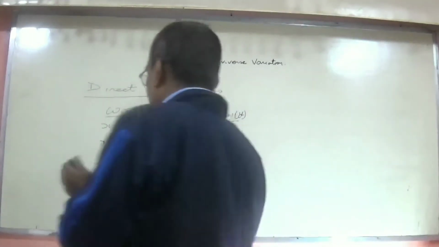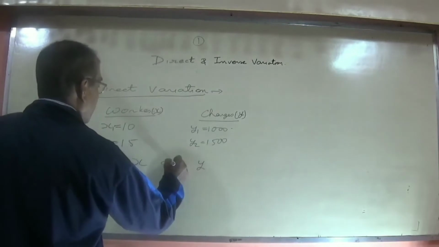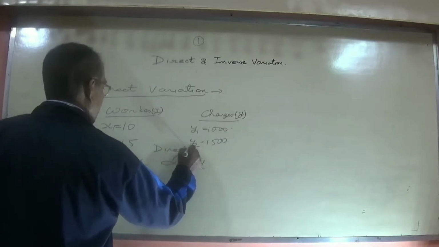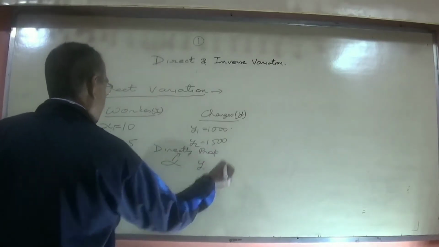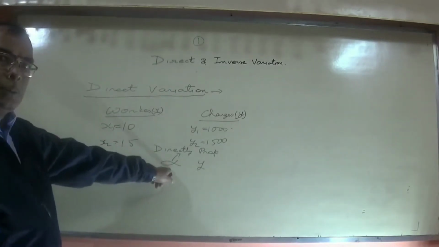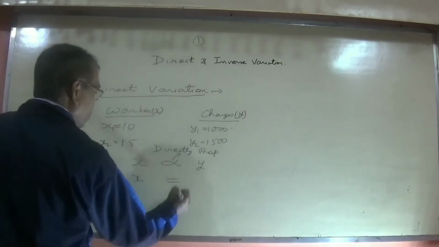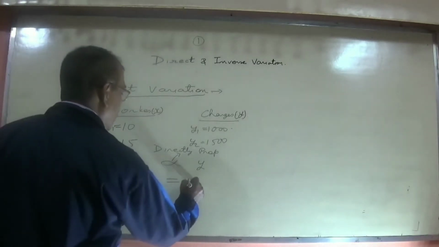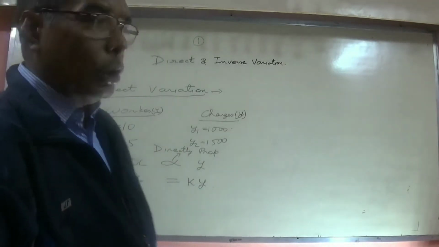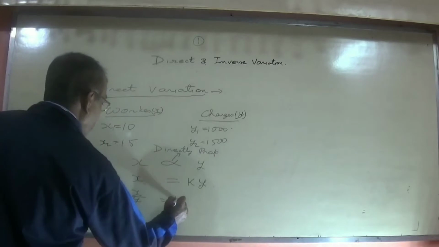And we denote in mathematics something like this: X is directly proportional to Y. You should pronounce this as directly proportional. Now, if we omit this proportional sign and put an equal sign here, then you have to multiply with a constant K. What is K, you will come to know just now. So therefore you can say that X by Y is equal to always K.